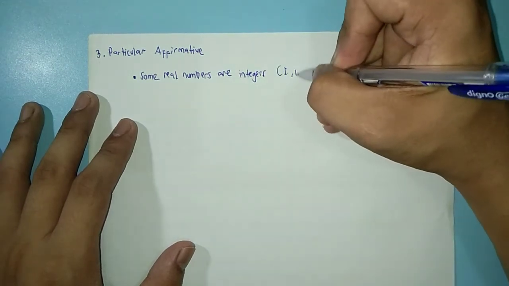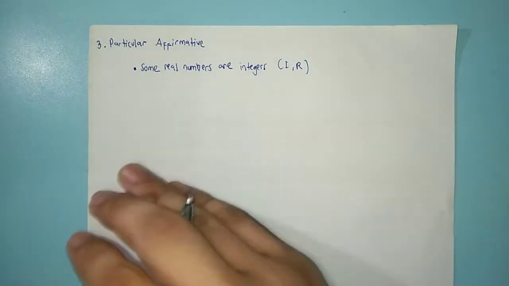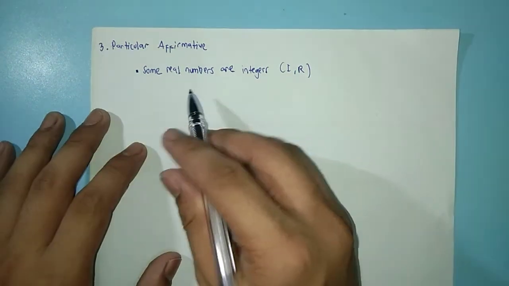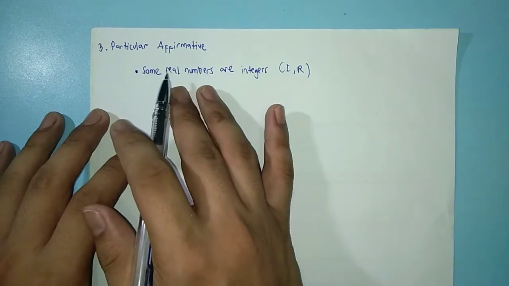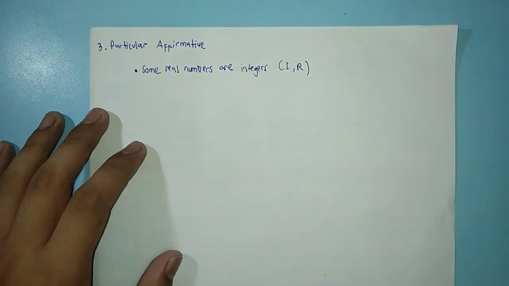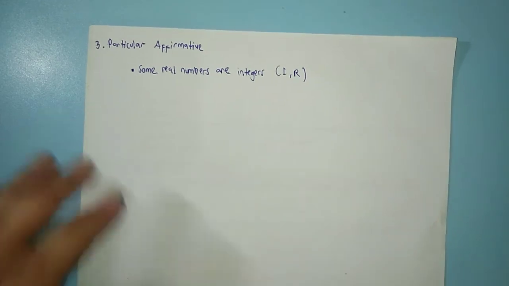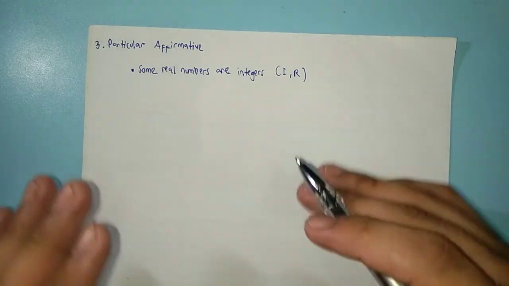Okay, so let's use I and R. Okay, so dapat nade-detect nyo agad kung ano yung gagamitin, no? At yung pinag-uusapan. Okay, so some real numbers are integers. So dito, kumbaga halos similar yung itsura ng pagkakakonstruct ng sentence doon sa universal affirmative. Yung kanina kasi all integers are real numbers. Ito, some real numbers are integers. So halos same yung pagkakakonstruct ng sentence. But ang symbol na ginagamit dito ay iba.